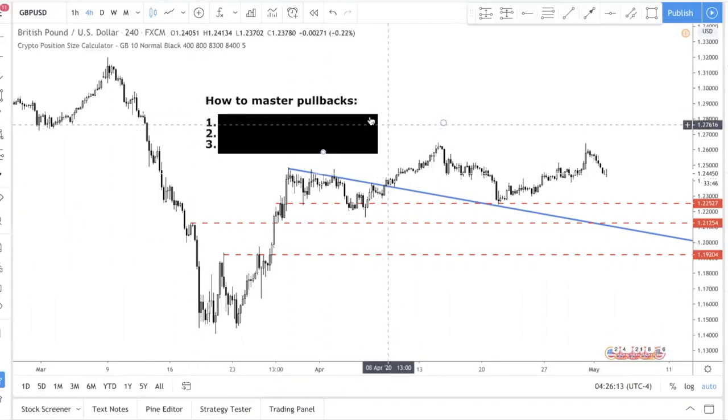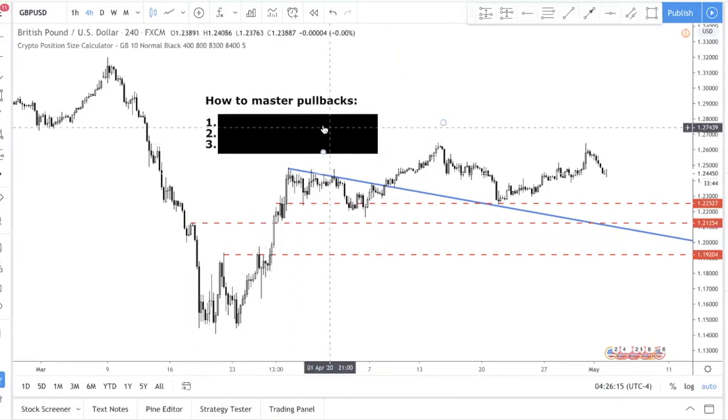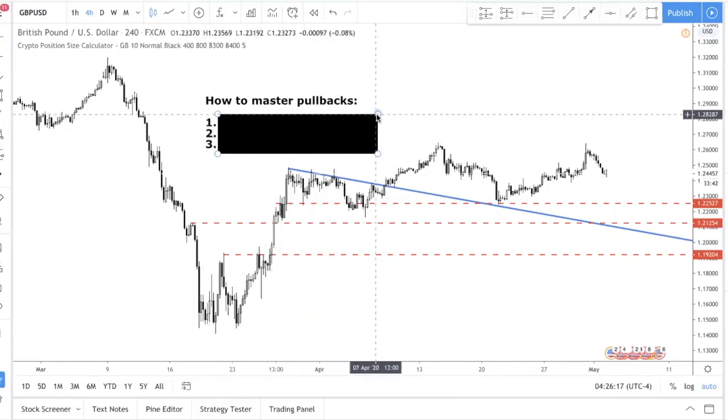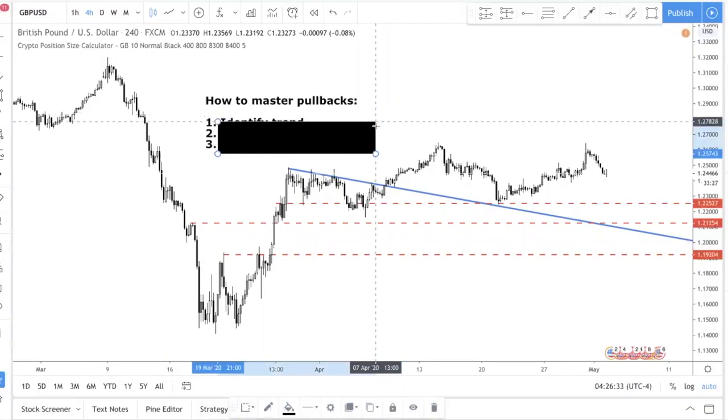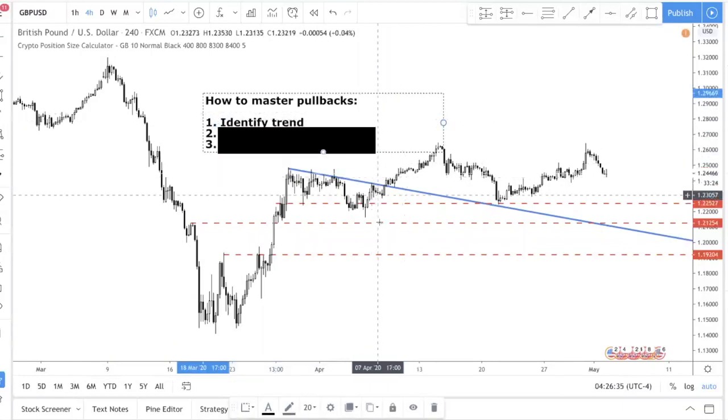I've covered the three steps over here because I don't want you to be skipping steps. So make sure you watch the video to the end so that you do not miss anything. I don't want to just give you the three steps and then you start running around with it, looking at your own charts, and you miss the context of what I'm trying to say over here. So point number one is you want to identify the trend.